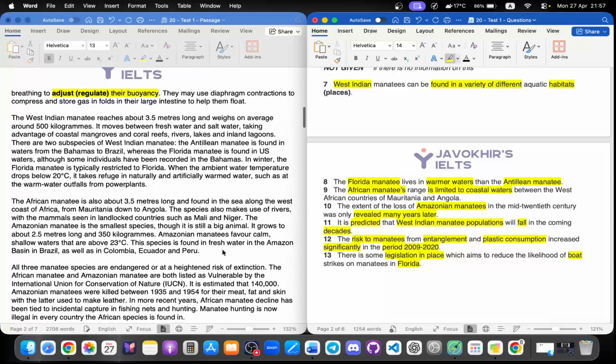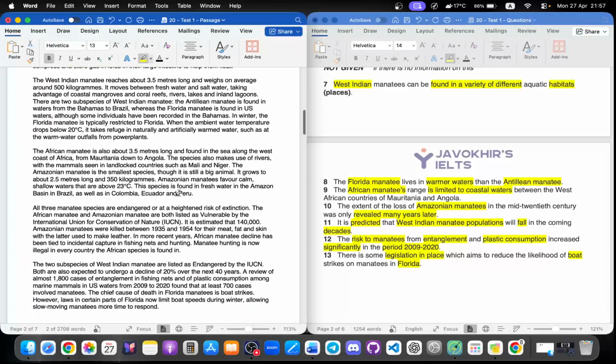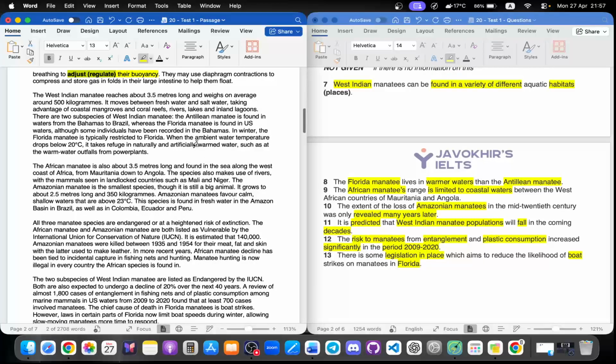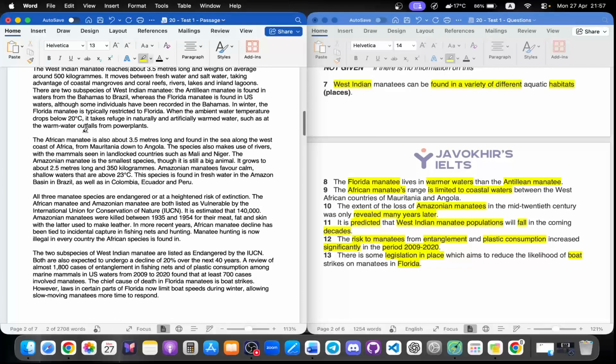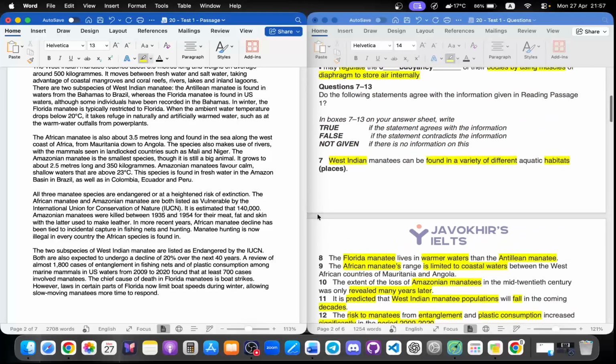Because you see the questions, we are over here. We are left with 1, 2, 3, 4 paragraphs. All the true false not given questions will come starting from this paragraph and down to this one. So it's gonna be basically simple.